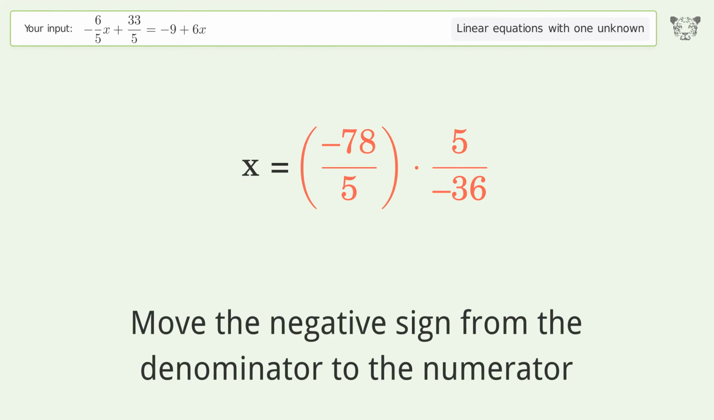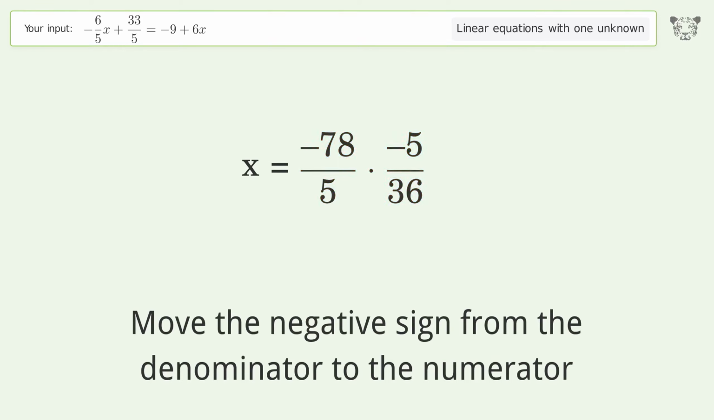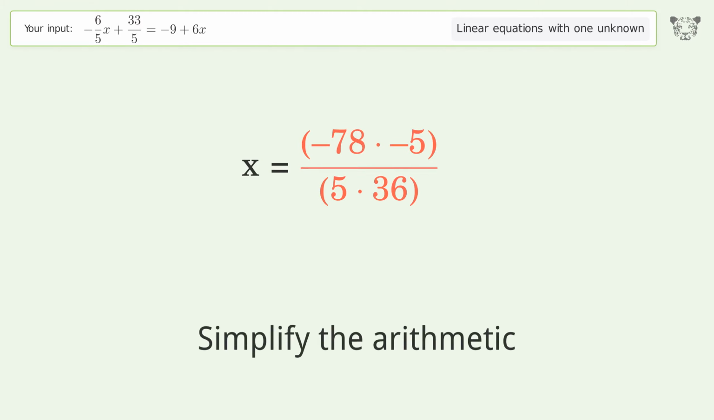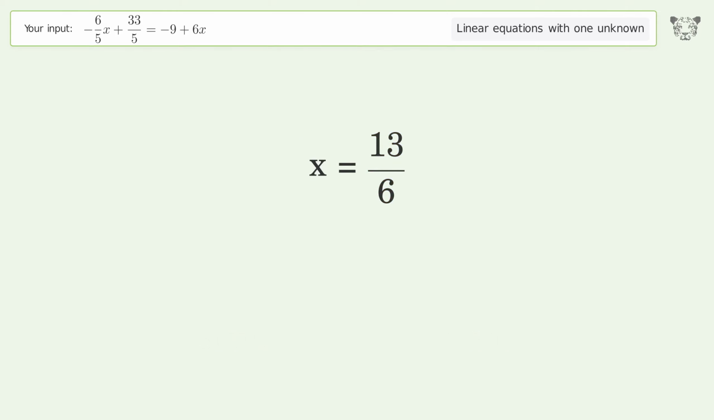Move the negative sign from the denominator to the numerator. Multiply the fractions. Simplify the arithmetic. And so the final result is x equals 13 over 6.